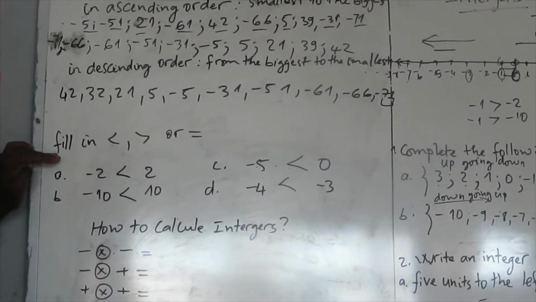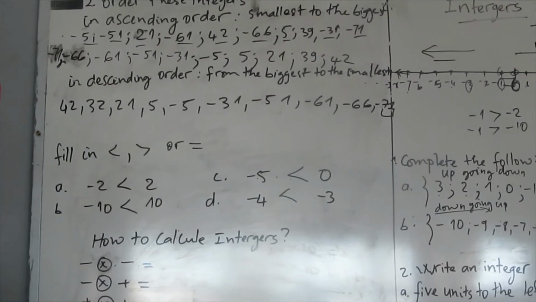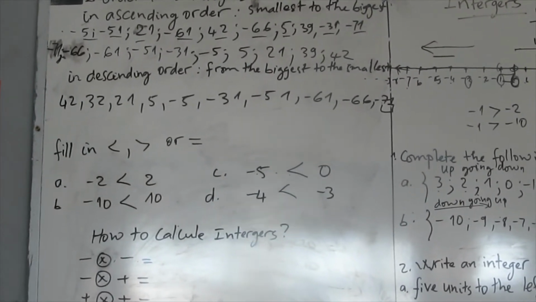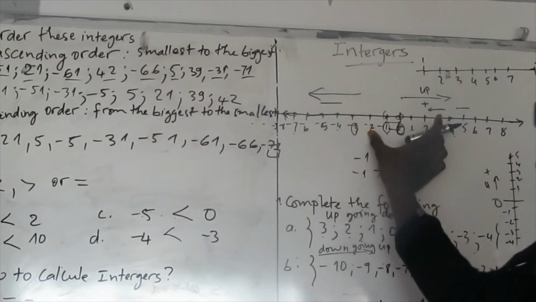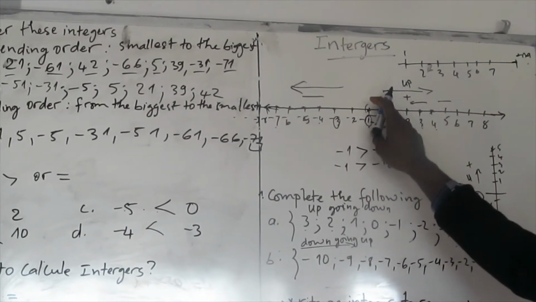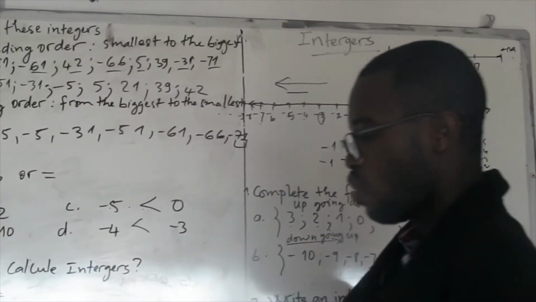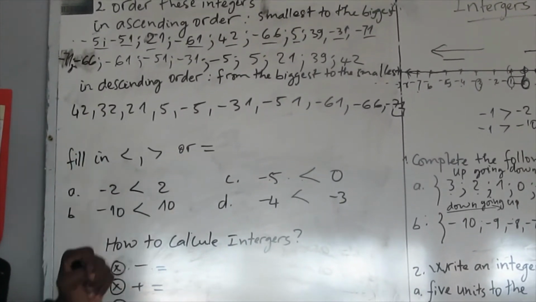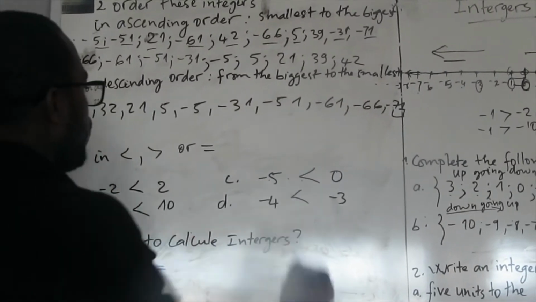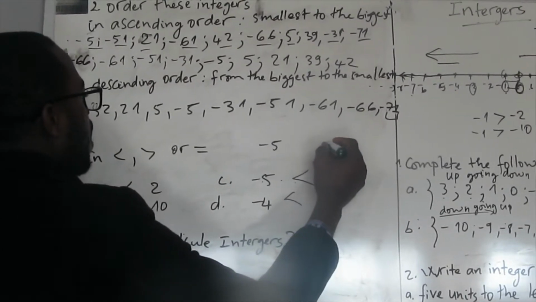You can also get this question: how to fill in the sign less than, greater than, or equal. As we can see here, we have minus 2 and 2. If you compare minus 2 with 2, you can see on the number line that they are separated by 0. That means the numbers on the right side of 0 are bigger than the numbers on the left side of 0. That's why minus 2 is less than 2, and minus 10 is less than 10.